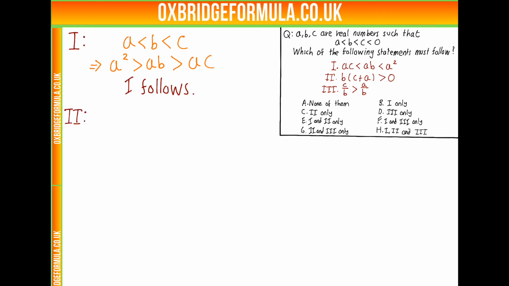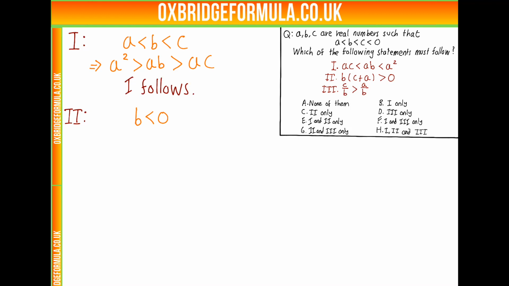So now 2. So b times c plus a is greater than 0. So if we know the sign of b and we know the sign of c plus a, we can deduce whether this is true or not true. And fortunately, the sign of b and c plus a we can work out. So we know b is less than 0 because we're just told it. And we know a is less than 0 and c is less than 0.